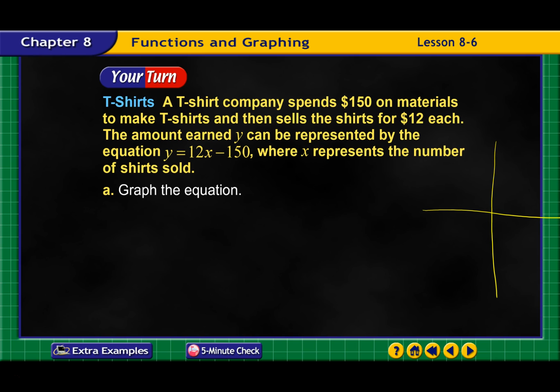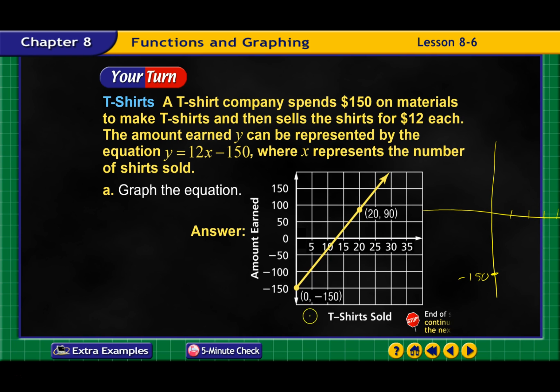Moving along. So I'd start at negative 150, and I'm going to go over by, it'd be great to go over in 12s, but we'll see what they did. They went over in 10, and 5, 10, 15, 20, 25, and found it. All you have to do is find 2 points, draw a line through it.